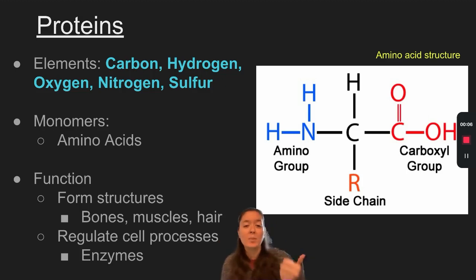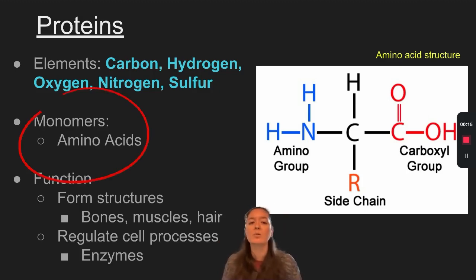Proteins are made of carbon, hydrogen, oxygen, nitrogen, and sulfur, so it's got 5 different elements. It's a little bit more complex. The monomers, or single pieces to make proteins, are called amino acids. Amino acids are very widely different.